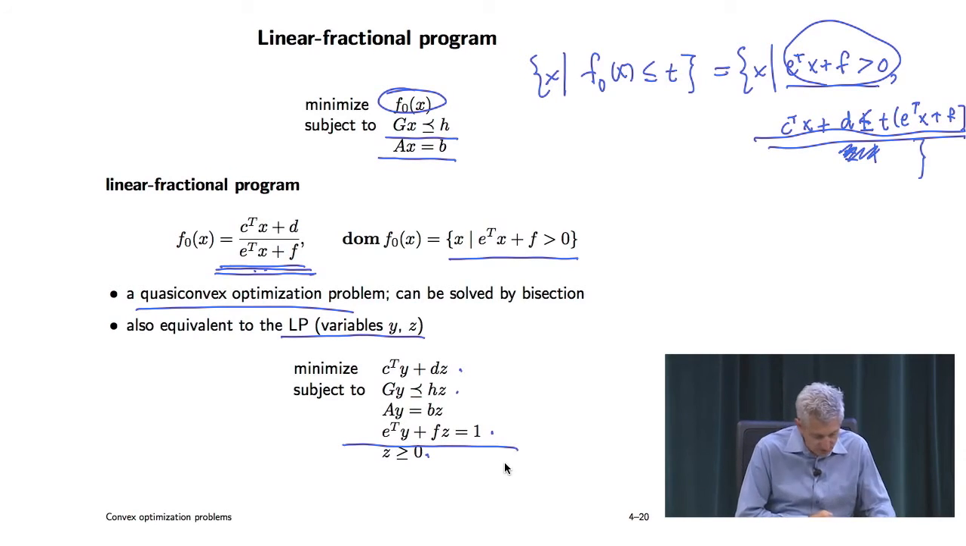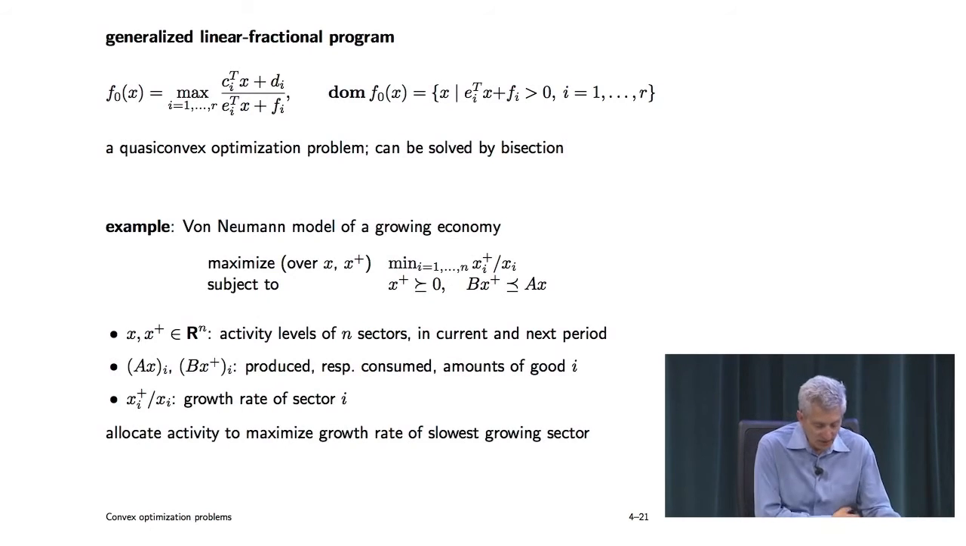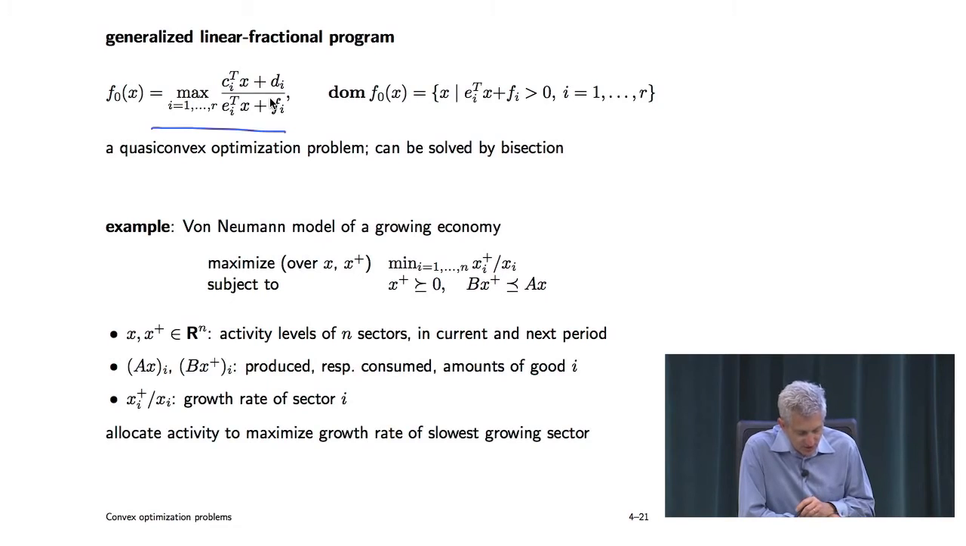So I won't go into it, but in the book it's described in great detail how solving this LP actually solves this linear fractional problem. Okay. The generalized linear fractional problem is the maximum of a bunch of linear fractional functions. It's the maximum of a bunch of quasi-convex functions, so it's quasi-convex. Fine. And therefore, you can solve it by bisection.